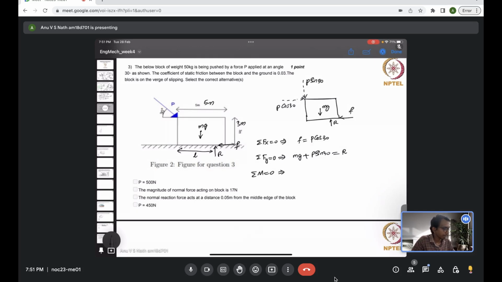We can take any point. It should be a better point. We have unknowns: capital R, the normal reaction, P and friction force F. So better we should avoid some of the forces.